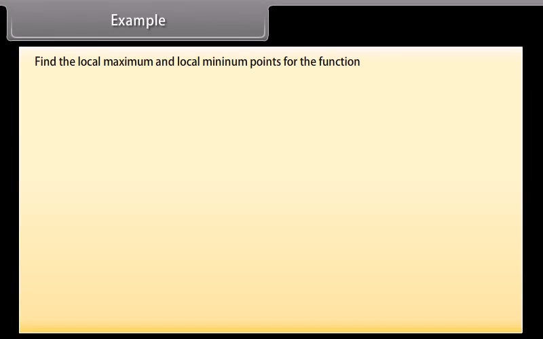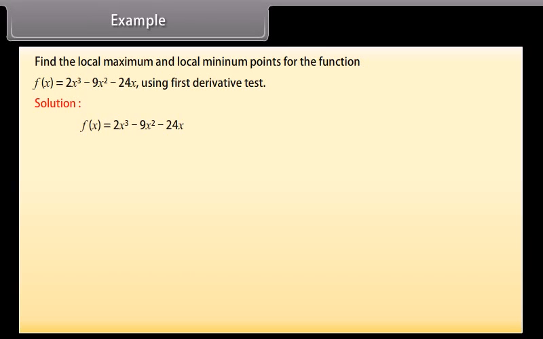Example. Find the local maximum and local minimum points for the function f(x) = 2x³ − 9x² − 24x using the first derivative test. Solution. f(x) = 2x³ − 9x² − 24x. f'(x) = 6x² − 18x − 24 = 6(x² − 3x − 4). We factorize the equation as 6(x − 4)(x + 1).